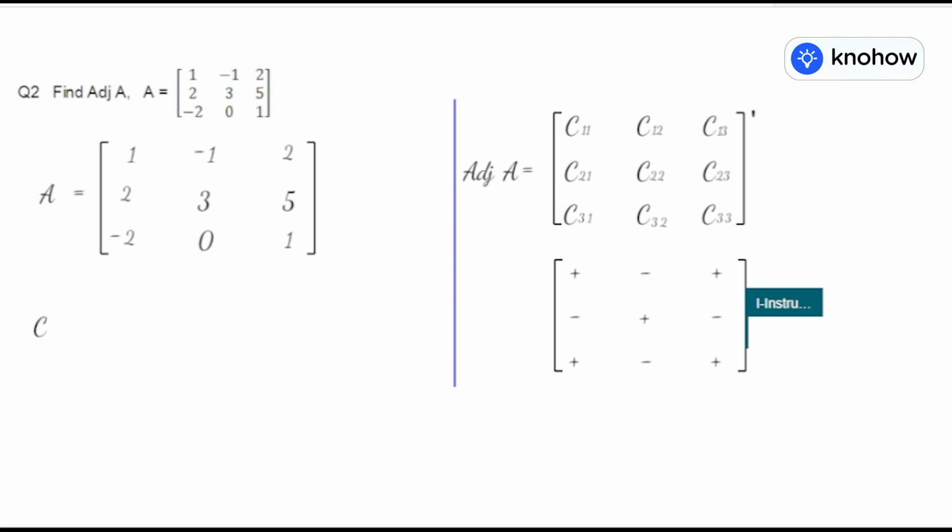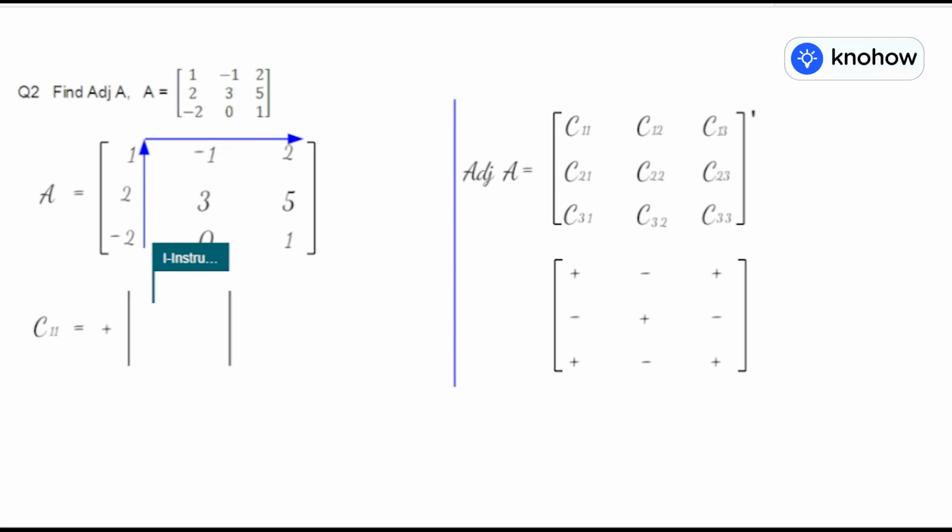What will be C11? Delete the row and column through A11. And for C11 you impose a positive sign outside. And then what is the minor left? It is 3, 5, 0, 1. So you get here the positive sign outside, 3 into 1, 3, and minus 0 into 5, 0. So you get C11 equal to 3.